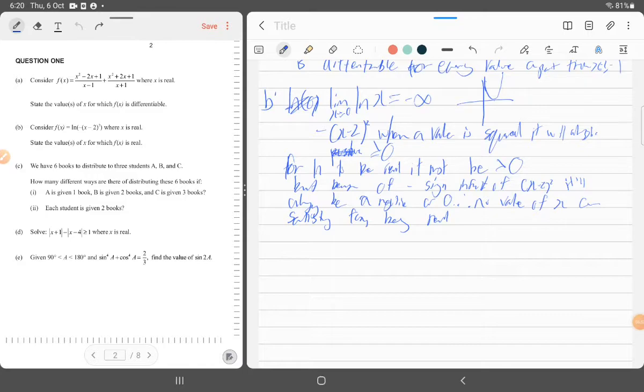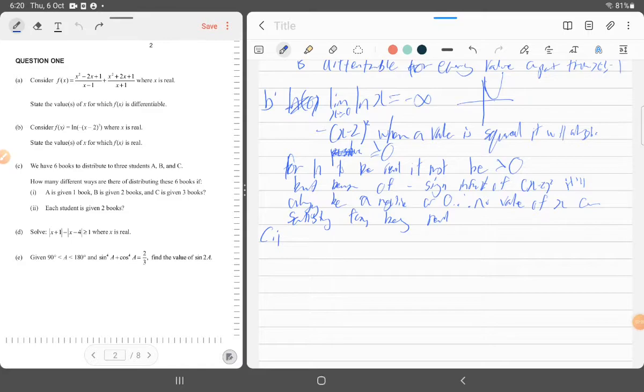So question C, we have 6 books to distribute to 3 students, A, B, and C. How many different ways are there of distributing these 6 books if A is given 1 book, B is given 2 books, and C is given 3 books? So question C, i. This is a combinations question.